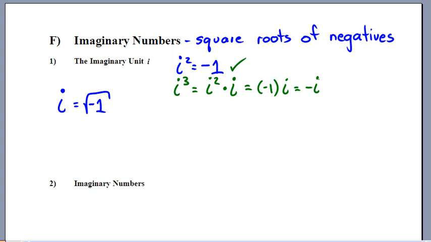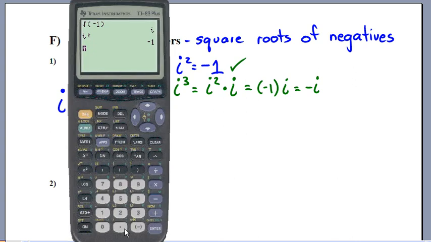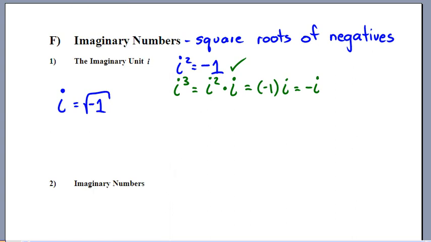And so if I say, hey, calculator, did you know that? What if I take I and cube it? It's like, well, that's negative I. Okay, great. Let's keep going. What if you were to do I to the fourth? Well, that's kind of like an I squared multiplied by an I squared. Okay, that's a negative 1 multiplied by a negative 1.